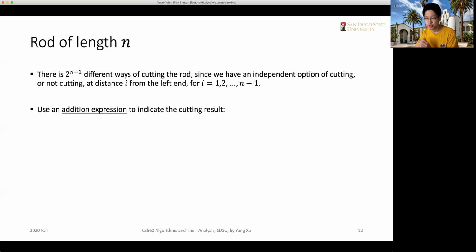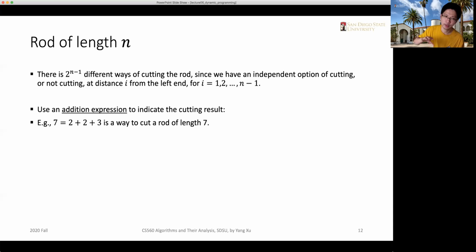Okay, so we can use an addition expression to indicate the cutting results. Okay, so for example, the input length of 7, given a rod of length 7, we can use 2 plus 2 plus 3 to indicate one of the solutions, and other solutions can be like 1 plus 6, right, or 3 plus 3, right, or 1 plus 1 plus 5, and so on.